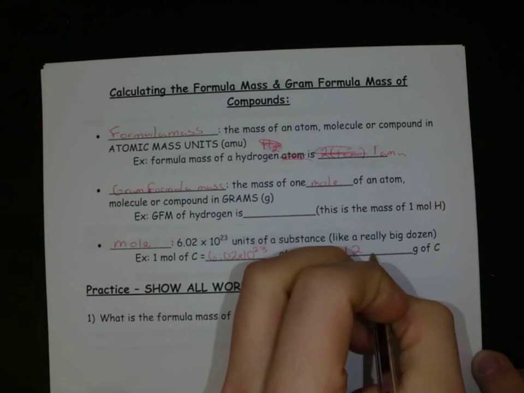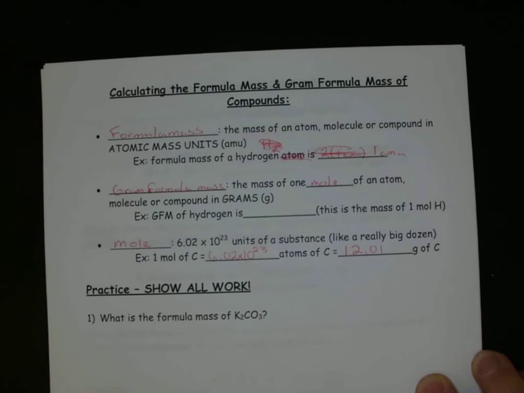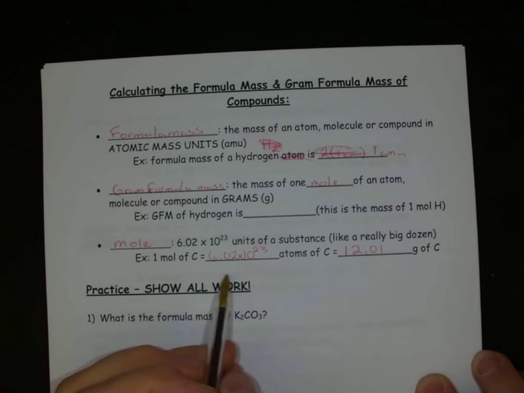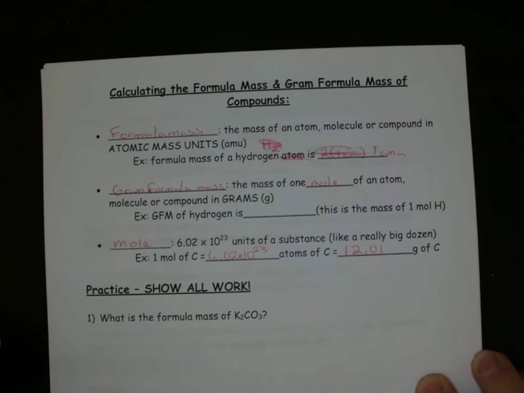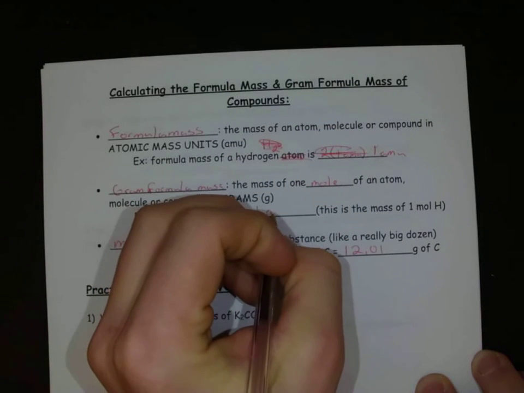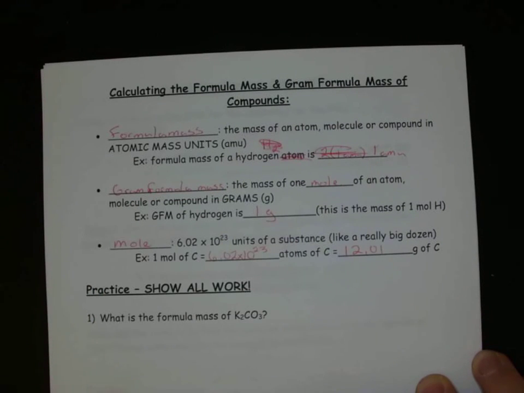So 12.01 grams of carbon is 1 mole of carbon. That's why this is a really conveniently chosen number, okay? So the gram formula mass of hydrogen is going to be 1 gram, okay?